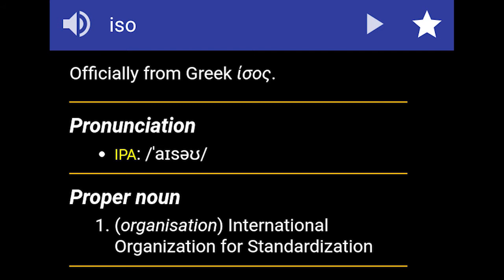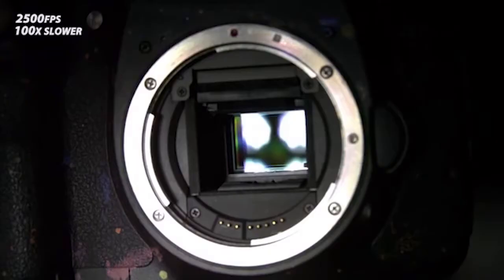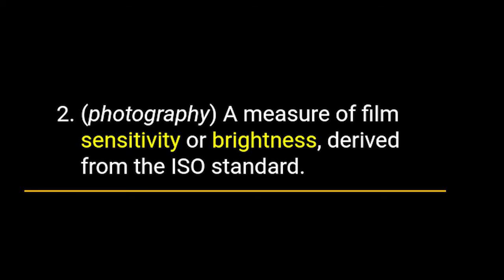But in photography, it's a measure of film sensitivity to light. The ISO determines how sensitive the film is, or the sensor in this case, because digital cameras use sensors instead of film. So ISO is basically the level of sensitivity of your sensor to light.